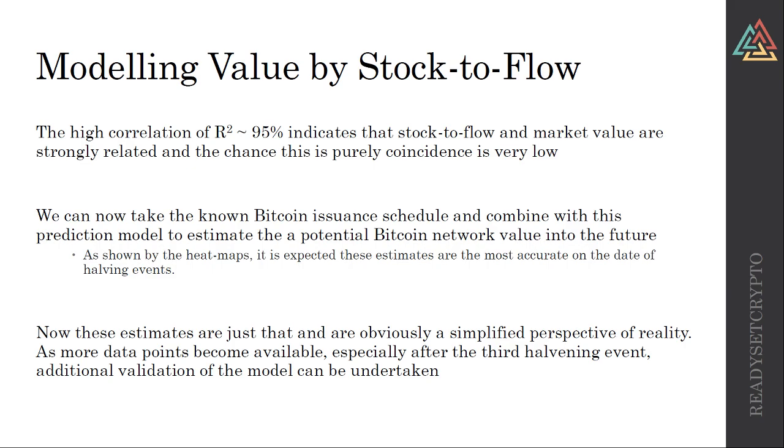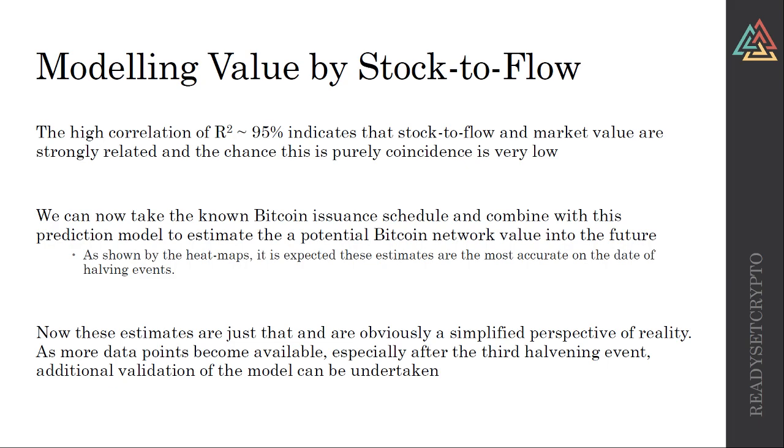And what we've seen historically is that price will slightly front run. It will hit the predicted level and then basically accelerate parabolic, kicking off a fairly substantial euphoria run following the halving event. So it's worth noting that these are just estimates, and it's obviously a simplified perspective of reality.